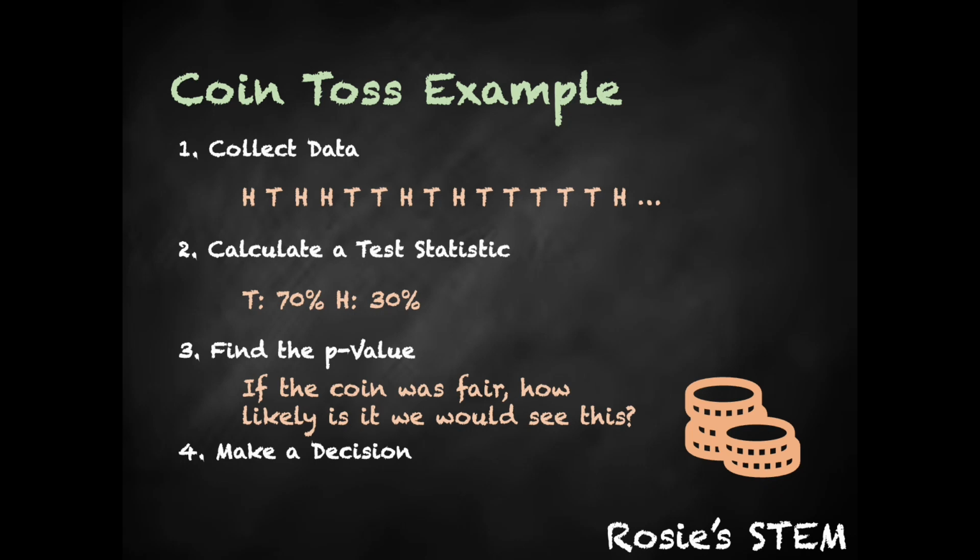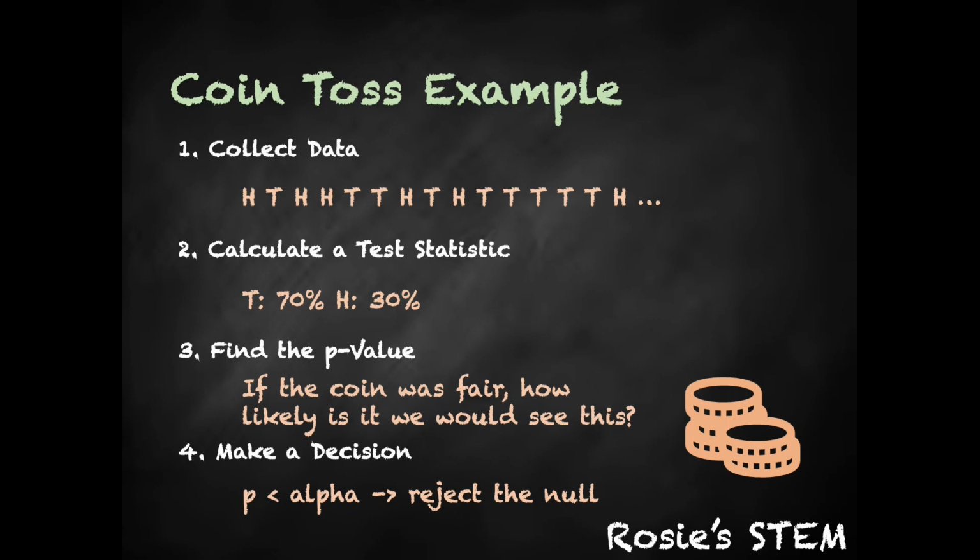Then, based on our test statistic, we calculate a p-value. So if the coin was fair, how likely is it that we would see 70% tails? It gauges how our coin compares to fair ones. Then we make a decision. If we have a small p-value, it means we reject the null because it's evidence of bias in our coin.